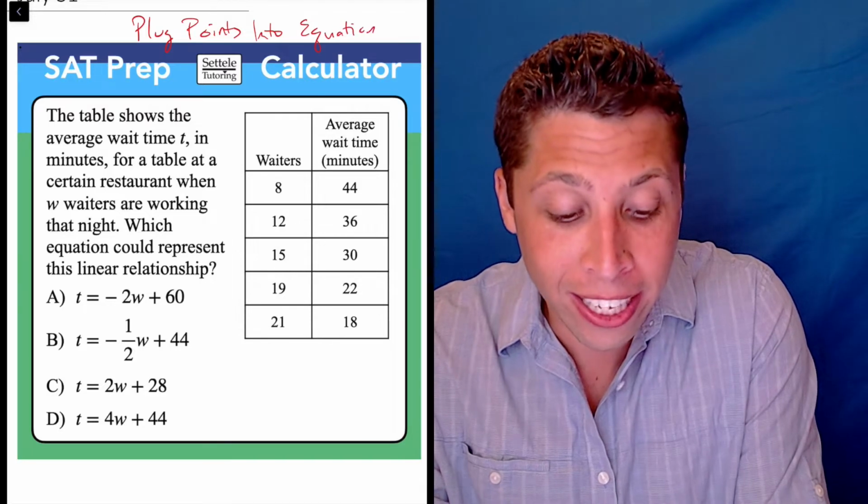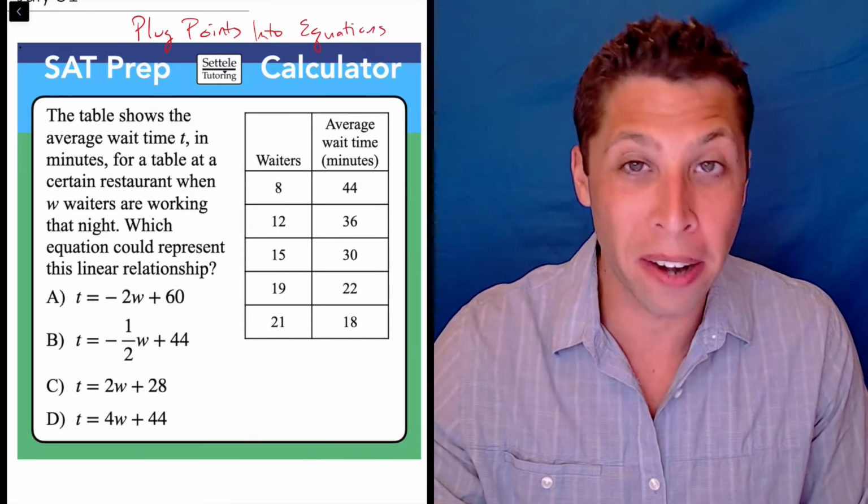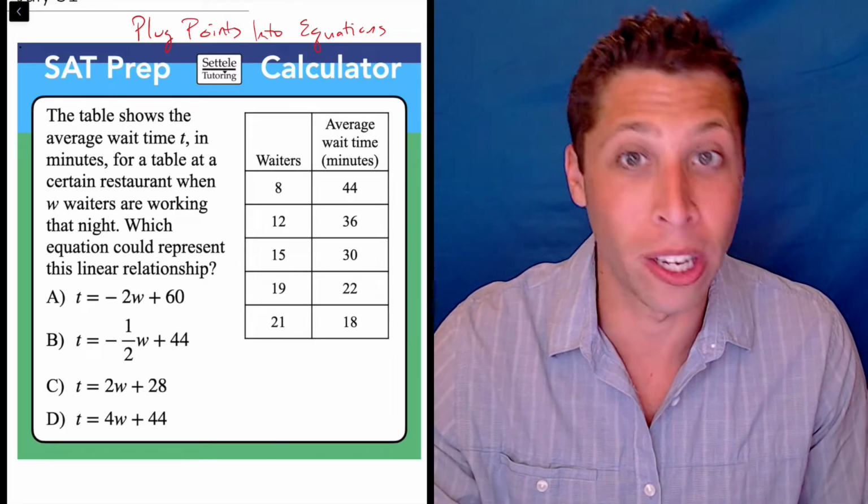It is not an elaborate strategy. It does not have a clever name. It's not supposed to be clever. It's supposed to be very, very simple. Plug points into equations, see what happens.